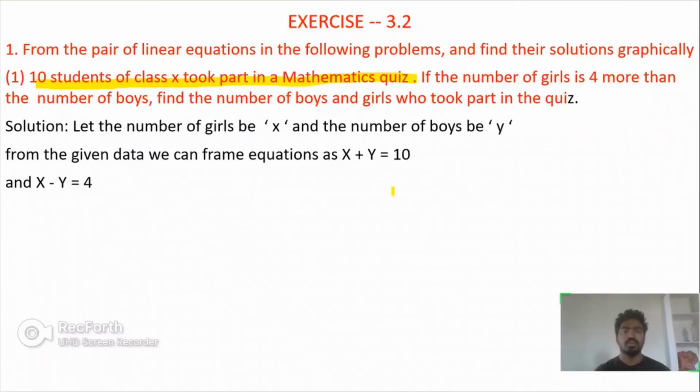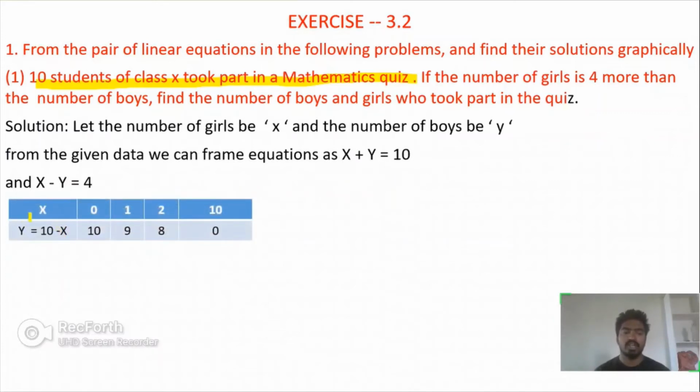So these are the two equations which we can frame using the given statement. Now, in order to represent these line equations graphically, we want to make points. A point is a combination of x coordinate and y coordinate. So I want to find a table for each expression individually so that I can easily plot these two equations on the graph. For the first equation, x plus y is equal to 10, we can write y is equal to 10 minus x.